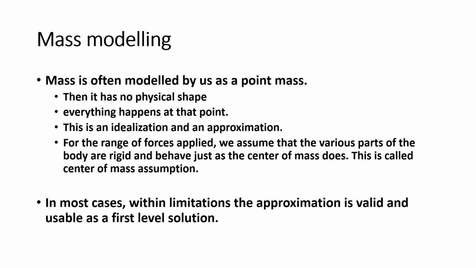A mass is modeled by us often as a point mass. Then it has no physical shape. That makes it very convenient. If it has no physical shape, you don't have to take into consideration various things that are happening. For instance, if I have a shaft 1 foot long and the origin of my coordinate system is located at the left hand end, and at the right hand end, if I apply a 1 kilo force, if I'm using a point mass concept, I can shift the point mass right to the center of gravity of the object.